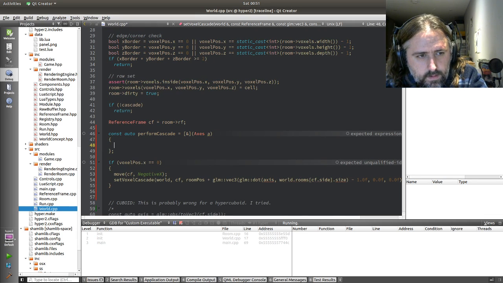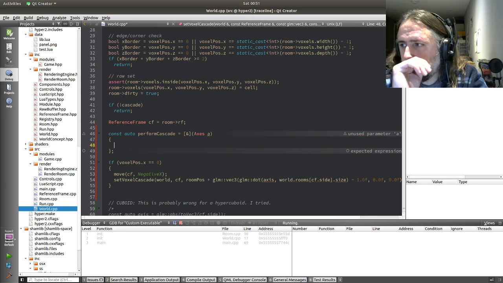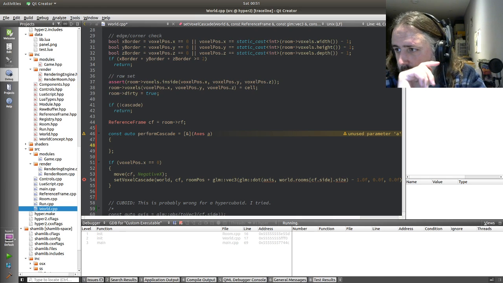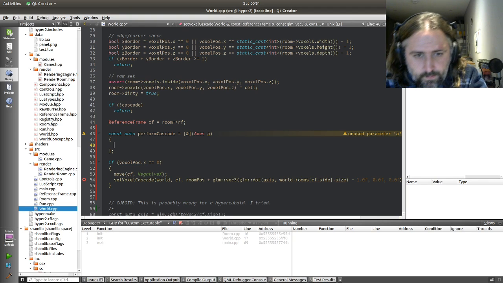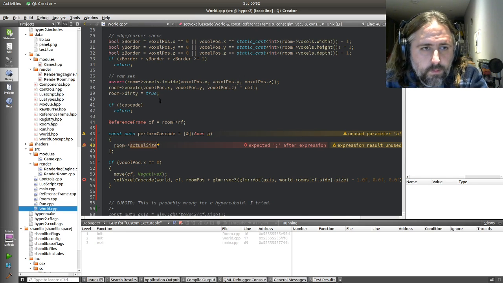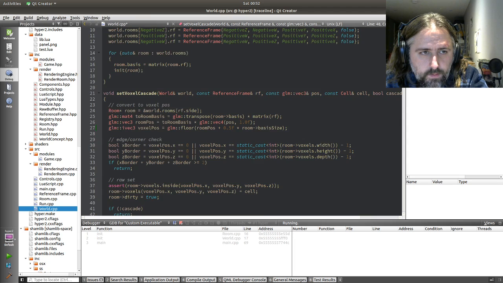So how do you do this thing? We're going to move. No, we're not going to move. First, we're going to get half of the size of this room. Okay, how do we do that? Well, it's room actual size. What reference frame are we working with? Room pause, so it's room reference frame.